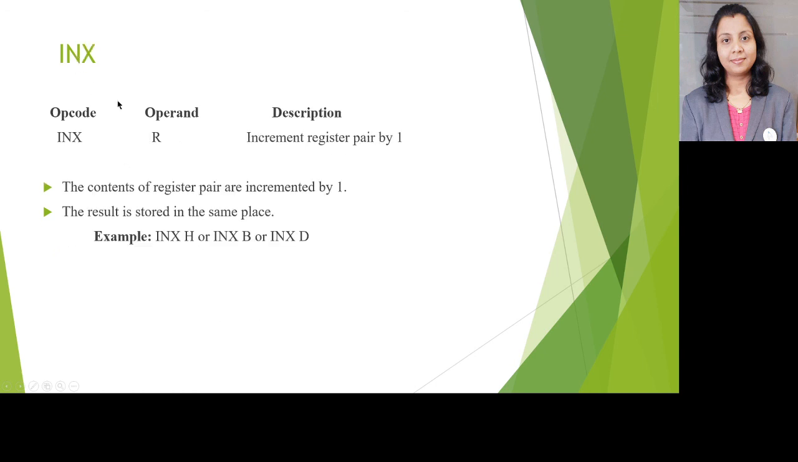Similarly INX, X specifies register pair. INX is the opcode, operand is the register pair, description is increment register pair by 1. The contents of register pair are incremented by 1. The result is stored in the same place. Here INX H, H means HL, the register pair is incremented by 1. INX B means BC register pair is incremented by 1. INX D means DE register pair is incremented by 1.